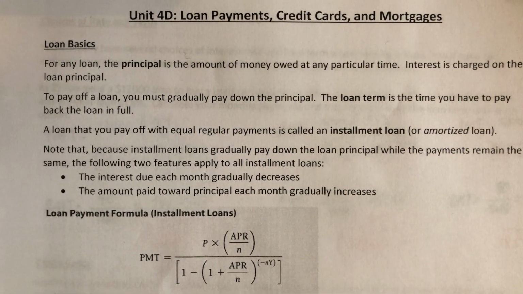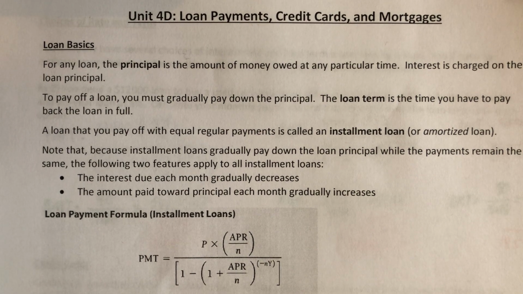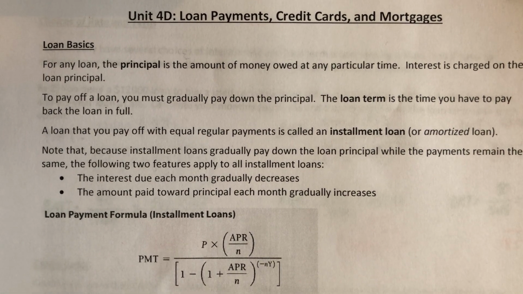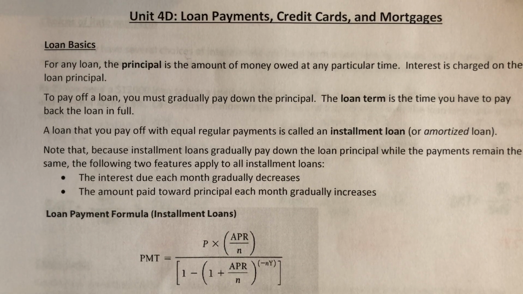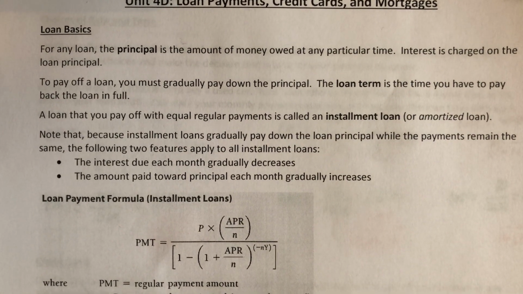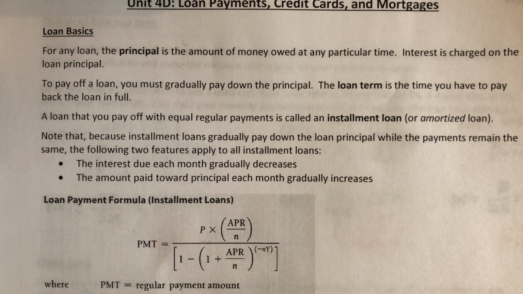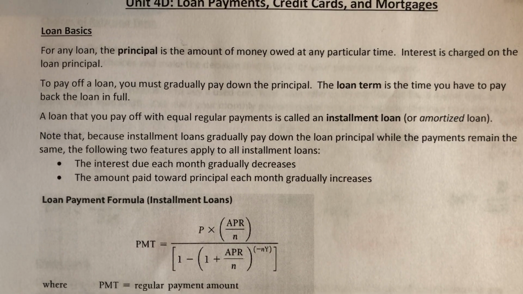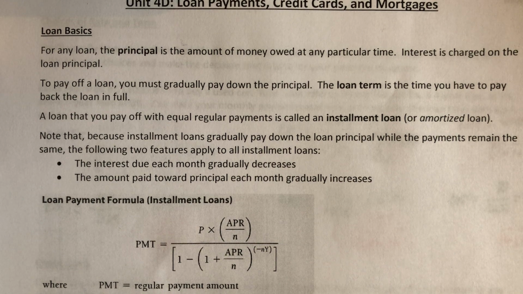All right, so in Unit 4C, we talked about investments and retirements. It was you putting money into an account and, if you will, earning good interest. That would be money that would be paid to you for the money that you would put into the account. Today, we are going to be doing loan payments, credit cards, mortgages, if you will, bad interest. This is interest that you have to pay somebody to borrow money.